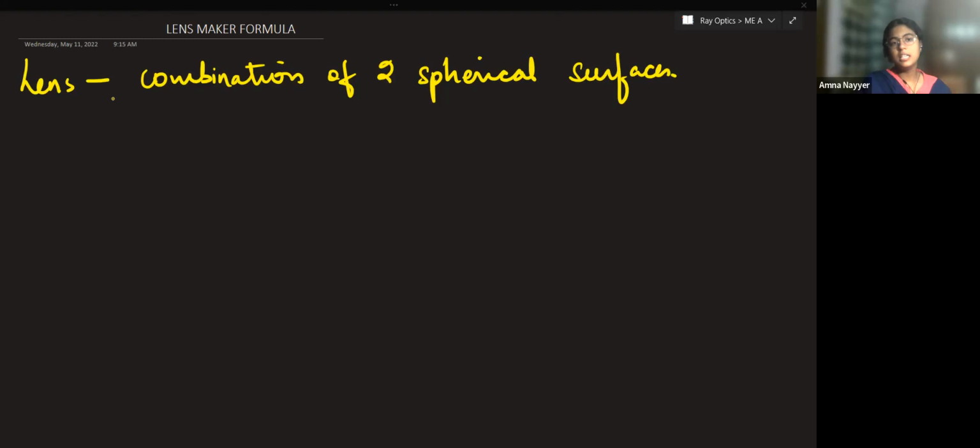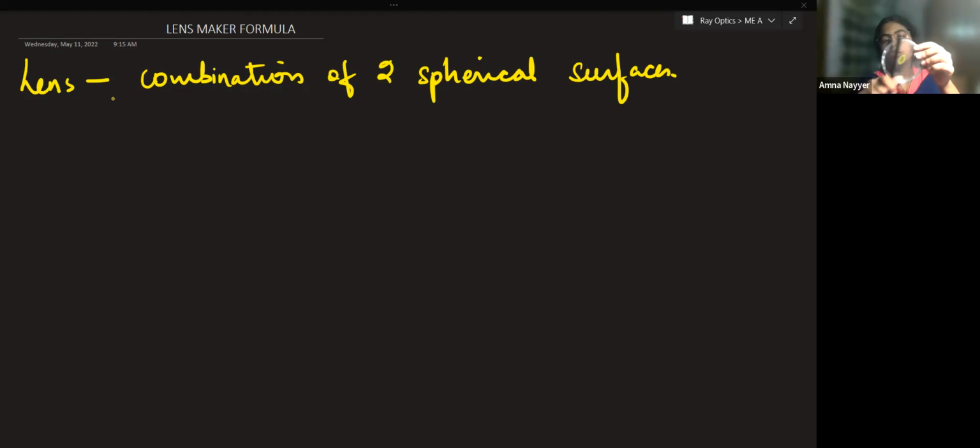Class: lens maker formula. Before we begin with lens maker formula, let us understand lens. When we had the spherical glass part, now if you cut that part, one of the parts that you obtain, if you polish it, you get what? You obtain a mirror.